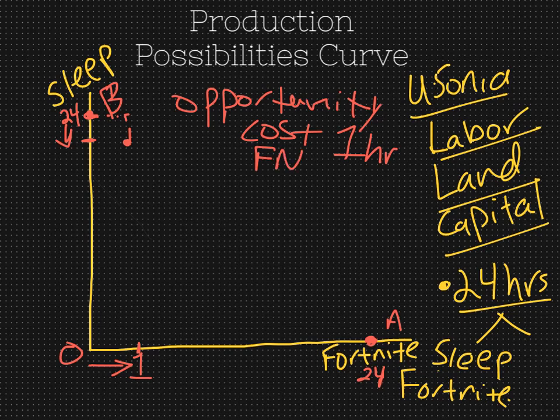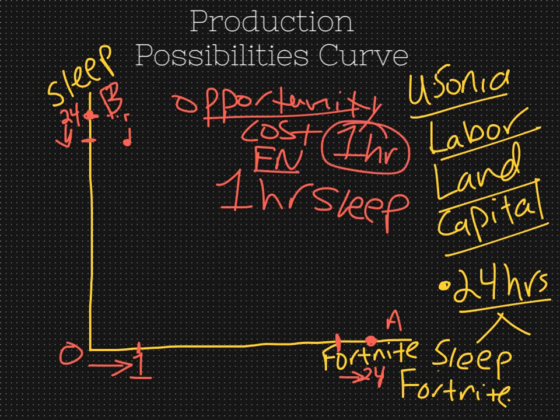What's the opportunity cost of 1 hour of Fortnite? It would be 1 hour of sleep. All right, what about this? What if I'm at 23 hours of Fortnite and I want to gain the 24th hour of Fortnite? I'm going to ask again, what's the opportunity cost of the 23rd to 24th, which would still be 1 hour of Fortnite? The opportunity cost is still 1 hour of sleep, right?